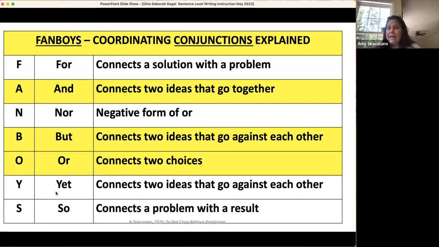Now, obviously, yet is not something we see very often. It's a more difficult conjunction to use, but it connects two ideas that go against each other. That's very similar to but, right? So it's a more, I guess, advanced conjunction for but, right? So making sure that our educators are aware that these very simple words, these very small words are extremely powerful in the context of text.